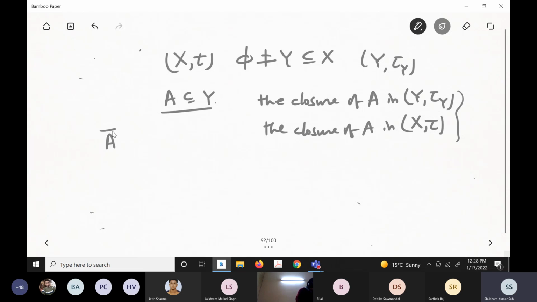We just don't write A bar, because it won't say whether you are taking the closure of A in Y or the closure of A in X. So we write this notation: the closure of A in Y, and the closure of A in X. And what should be your result here? You can prove that this will be equal to the closure of A in X, intersection Y. This is the result.